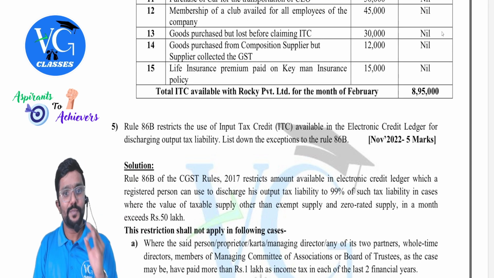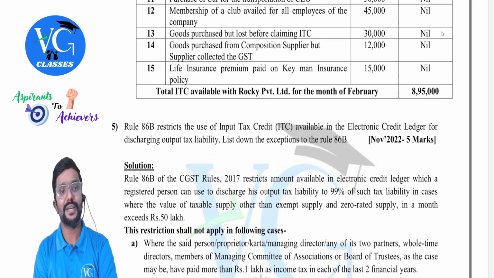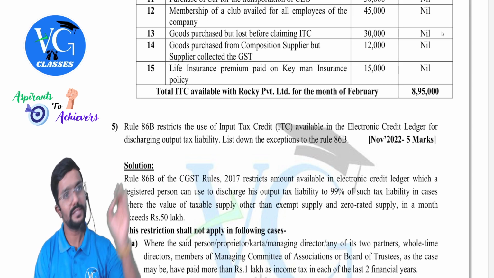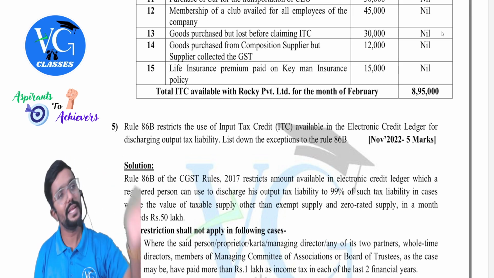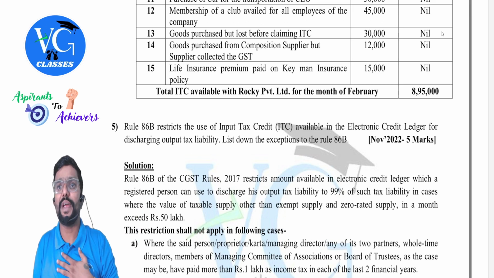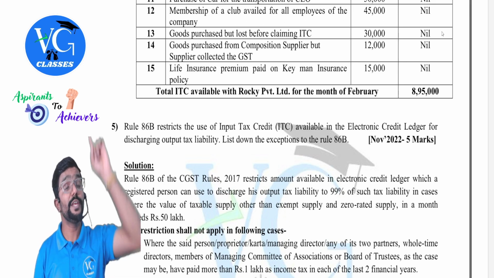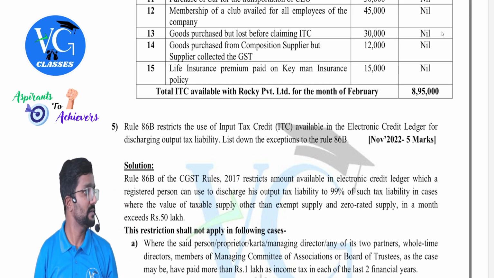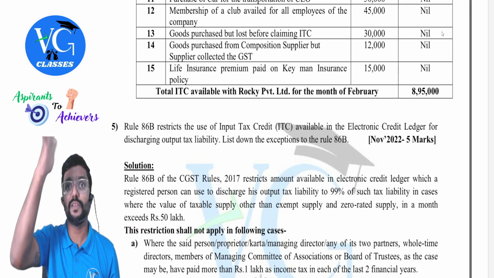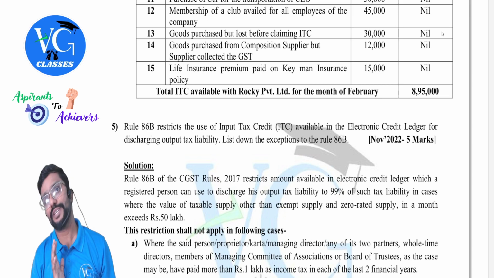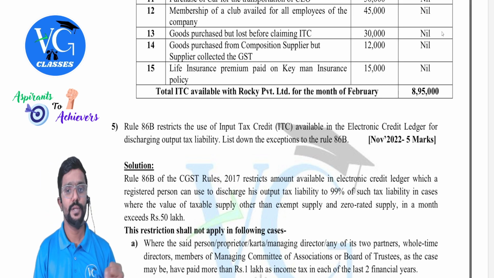14th one, goods purchased from composition supplier, but supplier collected the GST. No credit. First of all, supplier should not collect, but he has collected. Can recipient go ahead and claim credit? No. 17.5 clearly tells it. And also, input tax definition also will tell this. Tax paid under composition scheme will not be included in the input tax, guys, or input tax credit.